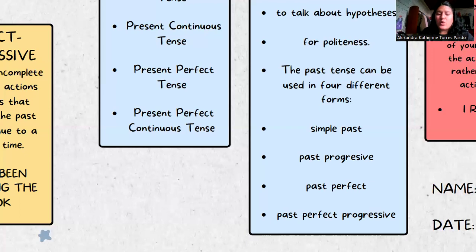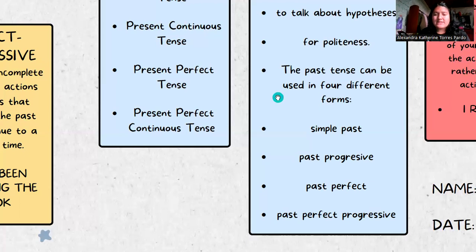And the last one is the past perfect progressive. The past perfect progressive is used to indicate that an action began in the past and continued up until another time in the past. The past perfect progressive is formed by adding the auxiliary verbs had and been before the present participle of the main verb.